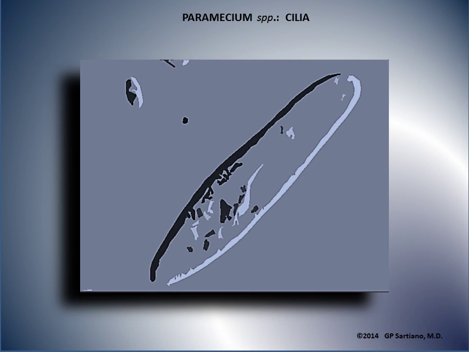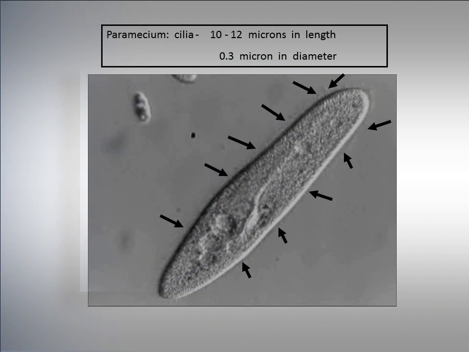This program involves the general ciliation of a number of species of paramecium. In general, the cilia of paramecium are about 10 to 12 microns in length and 0.3 of a micron in diameter.